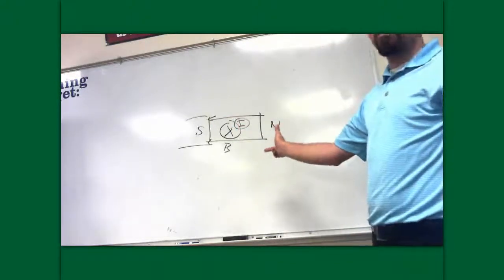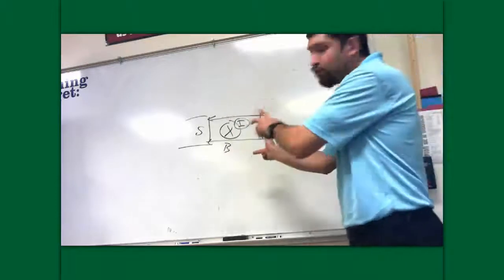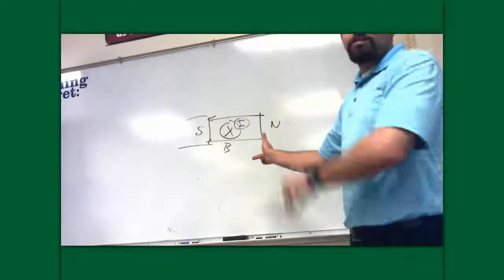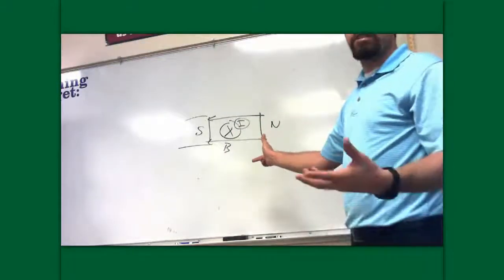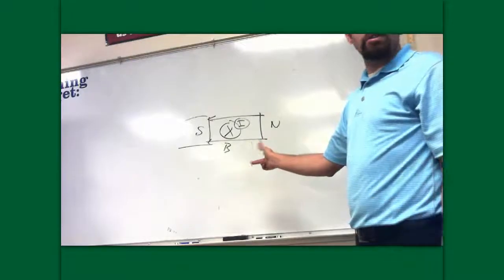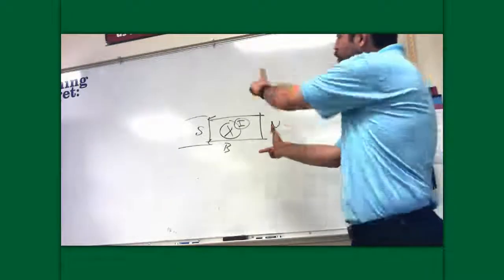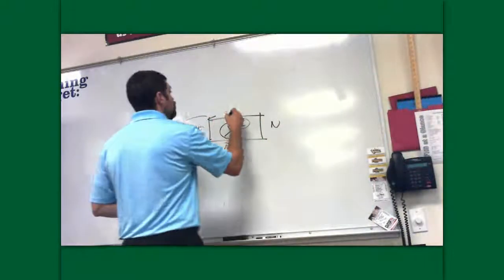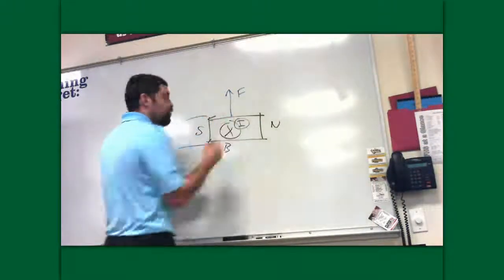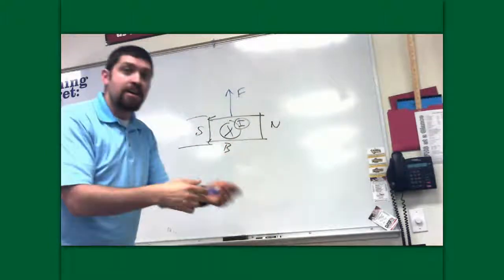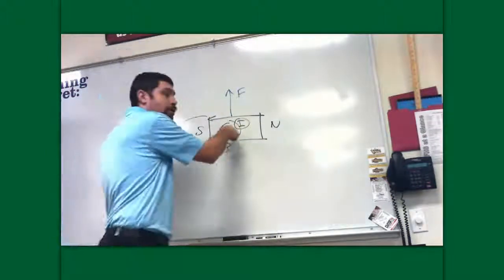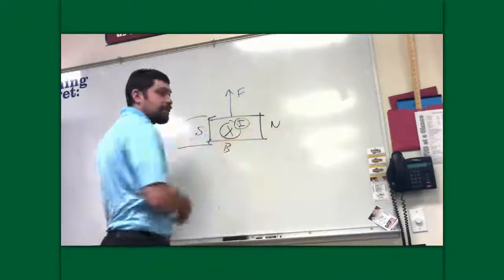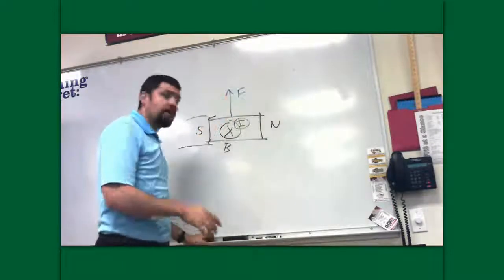And if my hand is oriented in this way, and those two directions are matched by my hand, I now have the third direction given by my third finger, which in this case is my thumb. My thumb is pointing upward, so that tells me that the force felt by this particle would be upward. It would be deflected upward. All that to say, if you shoot an electrically charged particle through this magnetic field, it will feel a force upward.